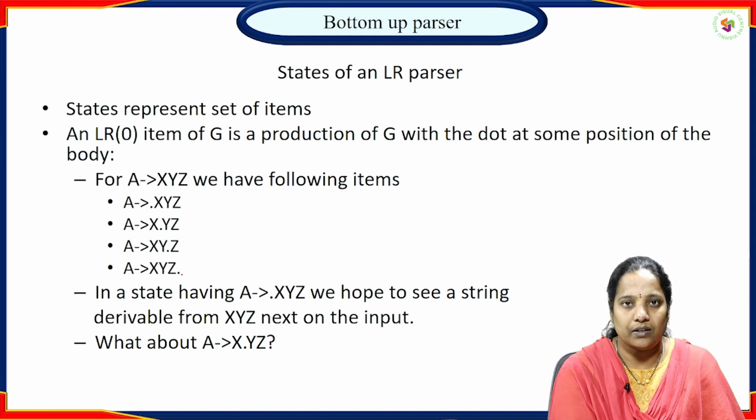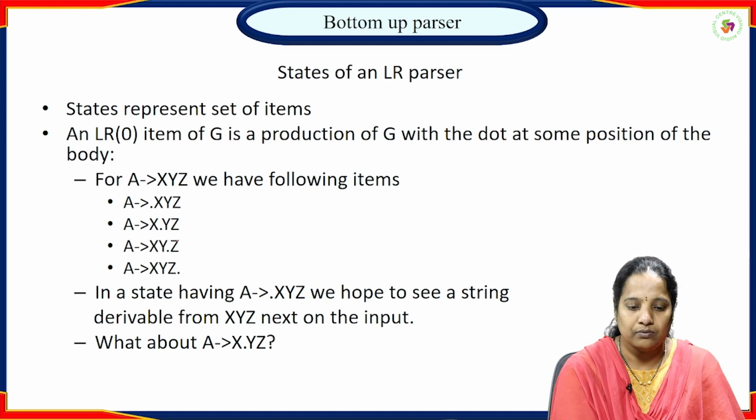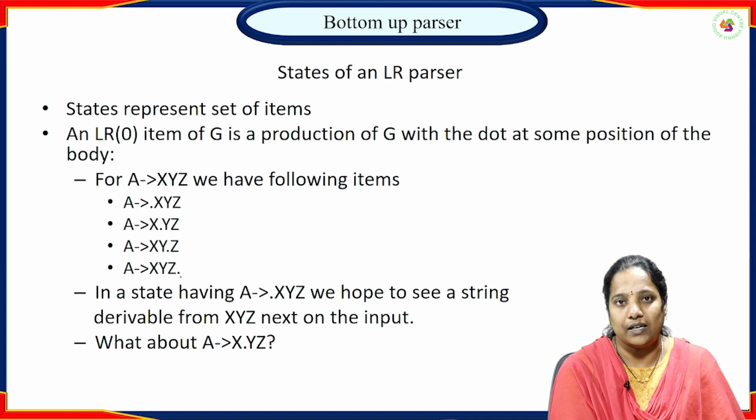Every time it verifies the given production, it verifies one symbol at a time. That is indicated with the dot representation. That's why we have to place the dot at some position in the given production. If we have a production A tends to XYZ, then we need to move the dot one position at a time until it reaches the end of the given right-hand side production.